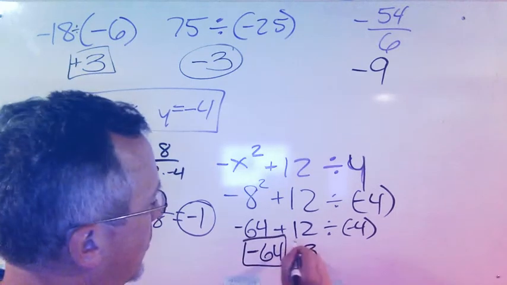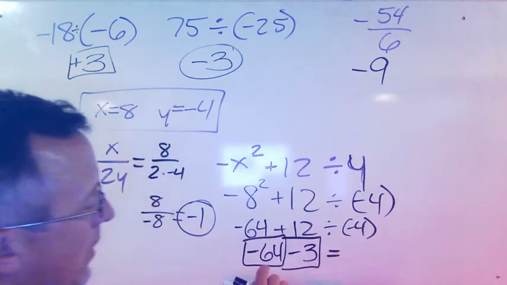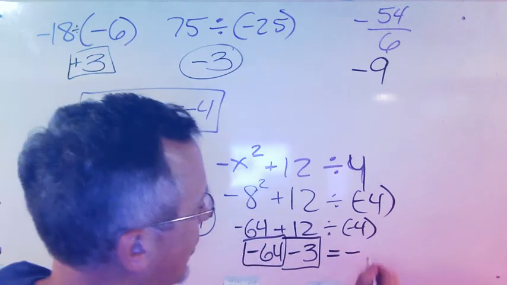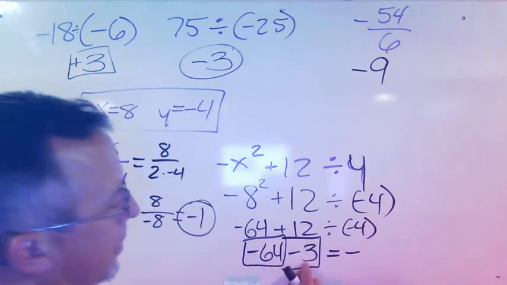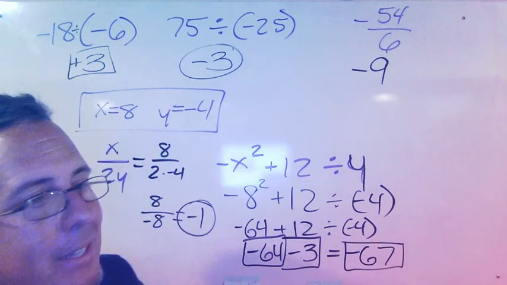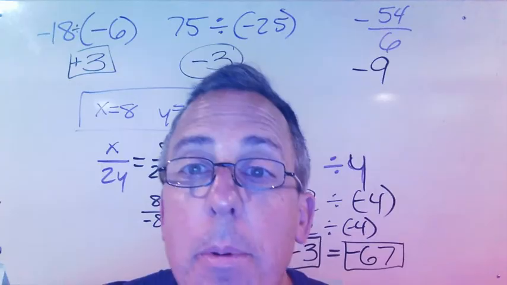Box and square, because we're combining. They're both negative, which means we're adding them. So we know our answer is going to be negative. 64 plus 3 is 67. Answer is negative 67. All right, now I'm going to think of a couple problems.